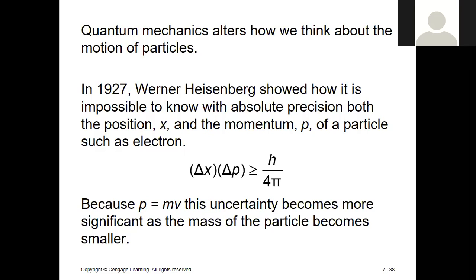And then in 1926, Werner Heisenberg showed that it is impossible to show with absolute precision both the position and the momentum of the particle. Okay, so that's just your Heisenberg uncertainty principle. Because p is equal to mv, this uncertainty becomes more significant as the mass of the particle becomes smaller.